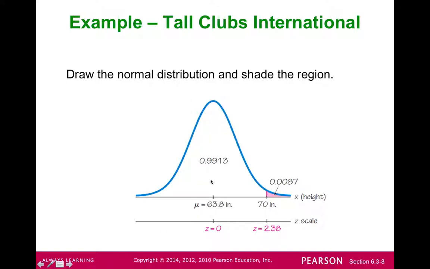So just like we did in section 6.2, we're going to draw an x-axis. We're going to superimpose our bell-shaped curve on here, and we're going to start labeling some things. So here in the middle, we are going to label our mean. Now the mean is given to us as 63.8 inches. We're going to put that in the middle. And then we're given an x, and that x is greater than 63.8 inches, so we'll put it over here.